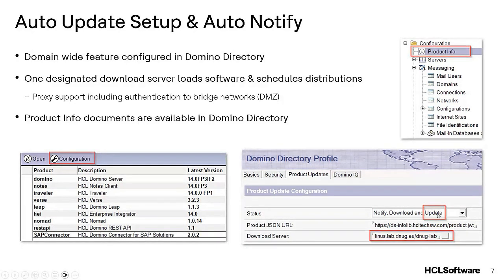But let's stay for a second with this Notify feature. The Notify feature will download product info into your names.nsf when you enable it. And in the navigation, you see product information, and there's one document per product, which is always updated. You see here, it's the latest version. It's pushed out from HCL and pulled down from servers that have this functionality enabled.